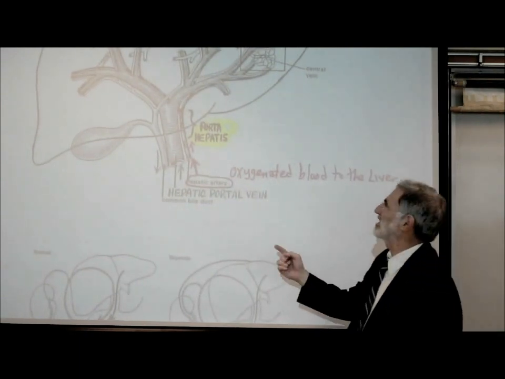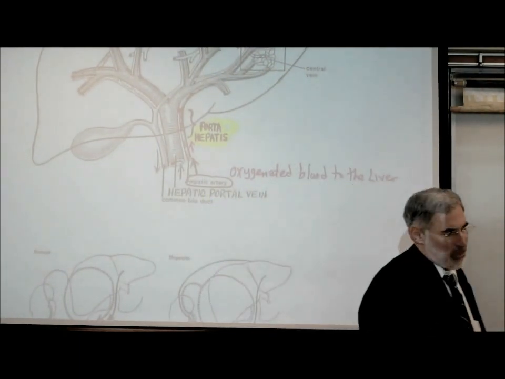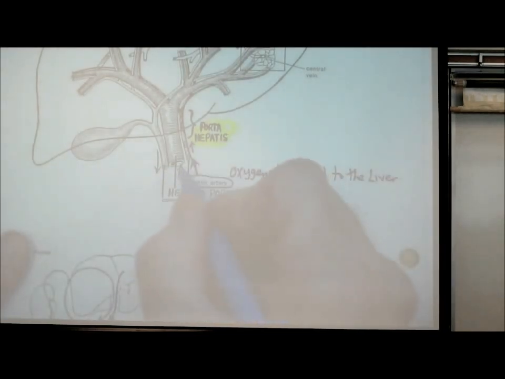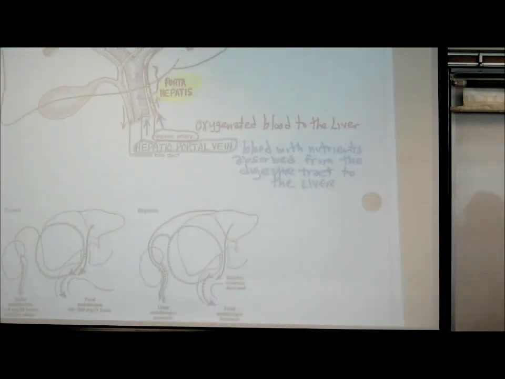What else is carrying something in or out of the liver? Something called the hepatic portal vein. And we've already mentioned the hepatic portal vein previously. The hepatic portal vein, we had learned previously, is carrying blood high in nutrients absorbed from the digestive tract to the liver. So this is also going to the liver.